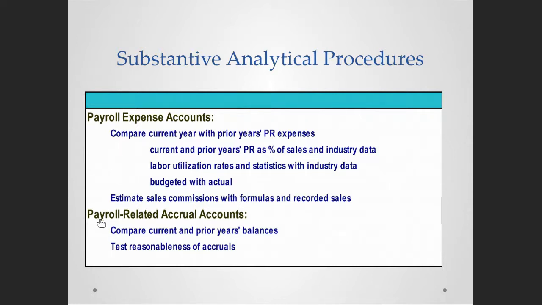The second set of accounts are payroll-related accruals or payables. Compare current year with prior year balances and test reasonableness of accruals. So current year with prior year payroll balances, if we go to the balance sheet, we will find the payables recorded. This year's payables are recorded, and we can compare them with last year's to see if they are close. And then we also see the reasonableness of accruals.